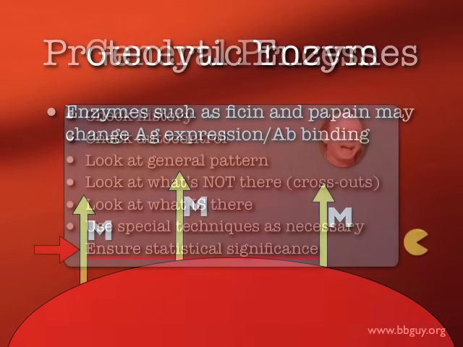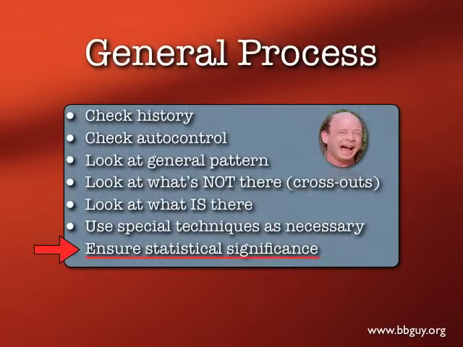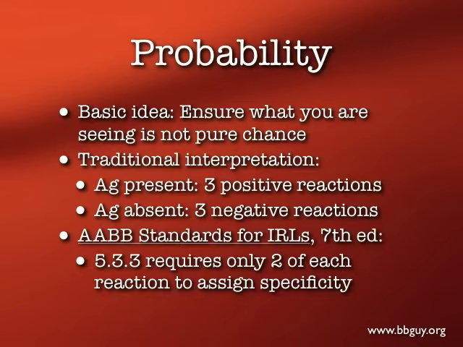Okay, the last thing that you have to do is to ensure statistical significance. After we've done all our work and we've gotten our answer and we think, yep, this is what it is, we've got some more work to do in many cases in the real world. And what that means is that you want to make sure that what you're seeing is not just pure chance. Traditionally, the interpretation of the statistical relevance of this is that in order to say that this is the target antigen here, you have to have 3 positive reactions with the patient's serum when the antigen is present, and 3 negative reactions when the antigen is absent.